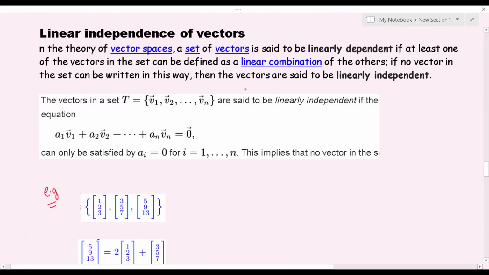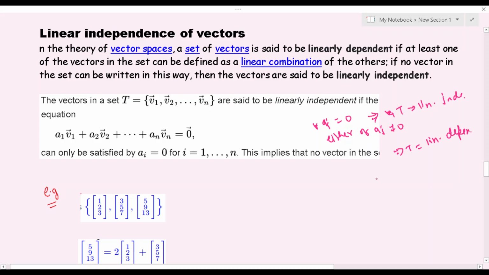So here we start with linear independence of vectors. The set of vectors v1, v2, ..., vn is said to be linearly independent if the equation a1v1 + a2v2 + ... + anvn = 0 implies that all of the ai's, that is a1, a2, a3, all of them, must be 0. Then only is the set of vectors said to be linearly independent. But if any ai is not equal to 0, this set of vectors is linearly dependent.